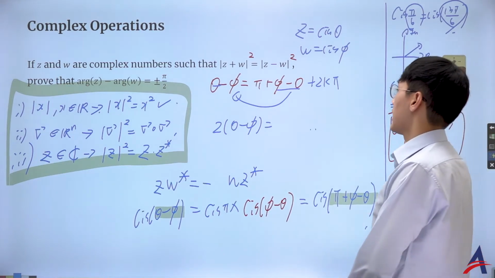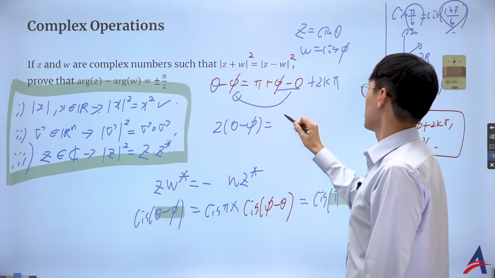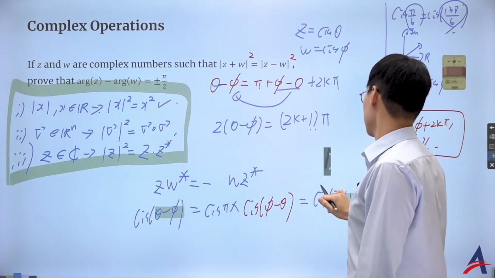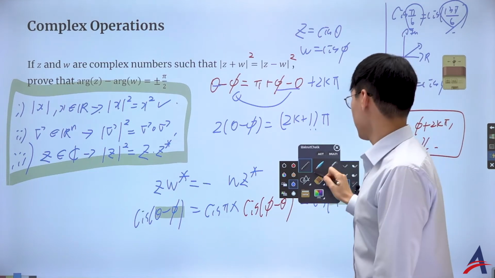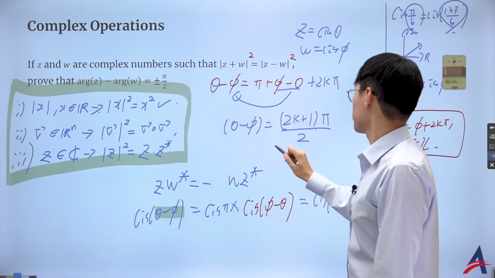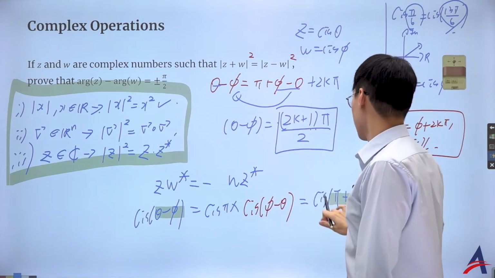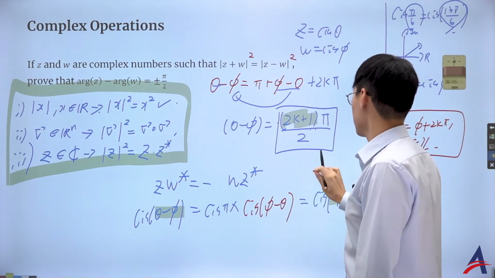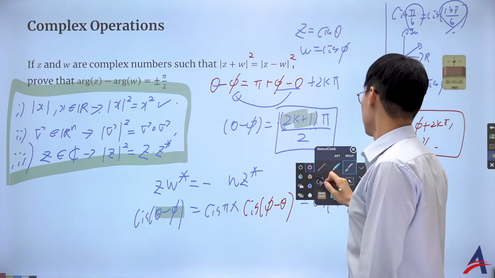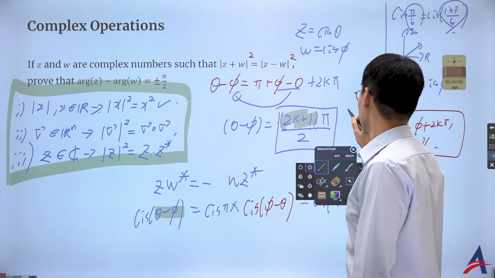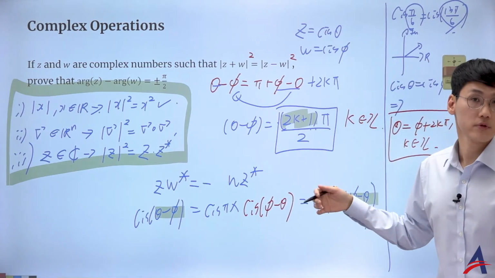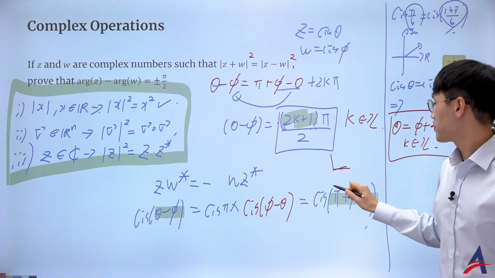And then you realize it's going to be 2k plus 1 pi if you factorize by the common factor of pi. And if I divide by 2, you realize it becomes like that. Whatever integer you put in k, the numerator is always going to be an odd multiple of pi over 2. So that gives you pi over 2 or 3 pi over 2.